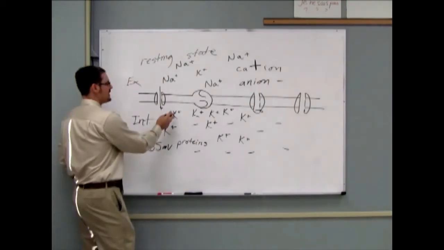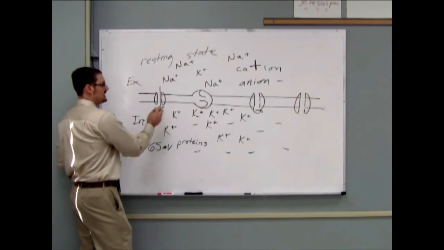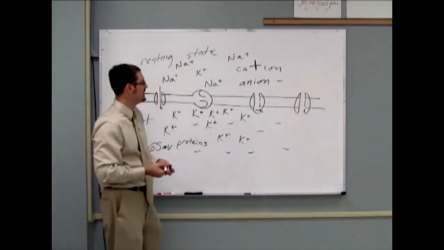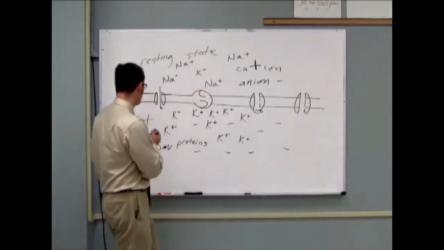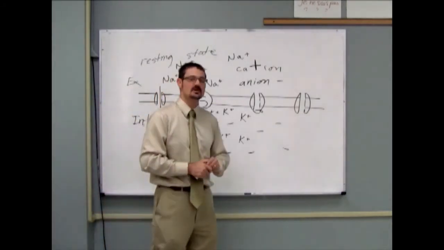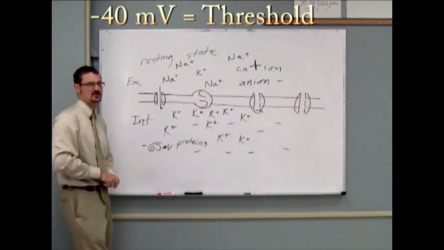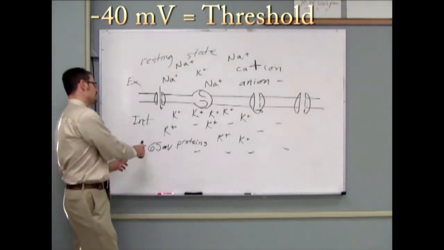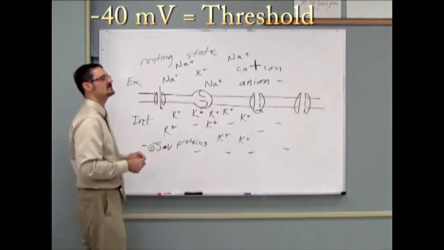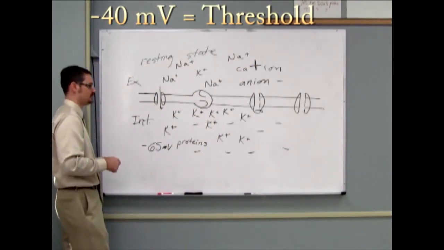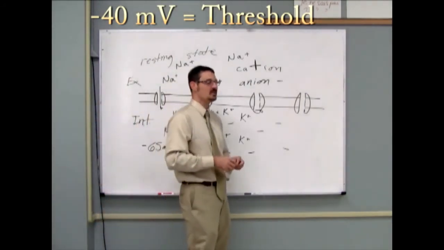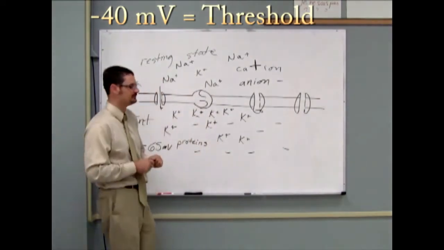However, if we were to raise the charge, which could be done by letting in cations, at some point the charge might reach negative 40 millivolts. That's what we call threshold. The process of going from negative 65 millivolts to negative 40 millivolts is what we're going to call depolarization. And when this occurs, we see the beginning of what we call the action potential.